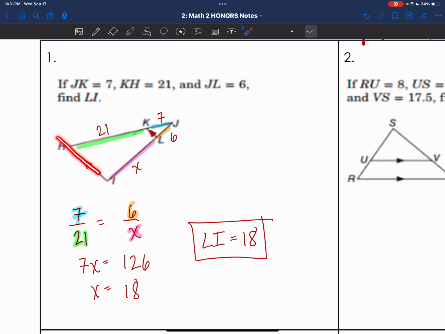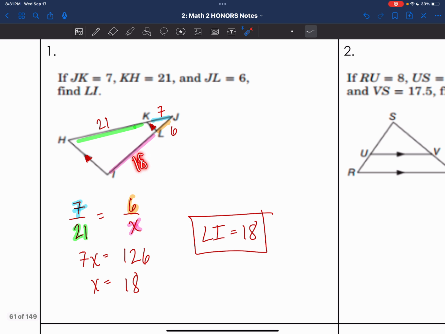Well, if you notice, your parallel lines are right here. So that means that 6 and x are going to form one proportion. And since I started with this side, I have to start with this side. And now I'm going to go this to that and set it up here. And then again, cross multiply, and you'll get 7x equals 126. x is 18. So now we know that x is 18, which is LI. So it's pretty easy as long as you understand what to do, but you're looking for the parallel lines, and then whatever splits it, the sides on there are proportional to each other.